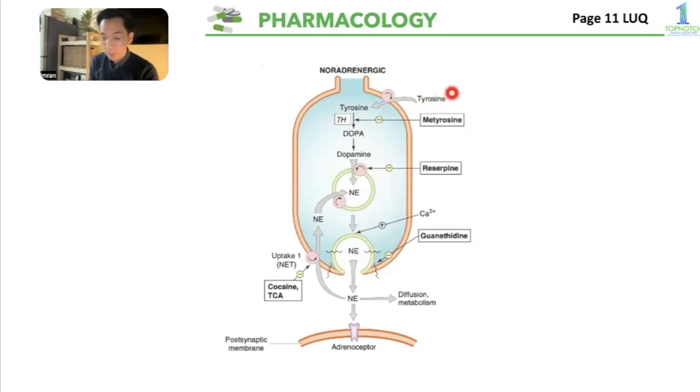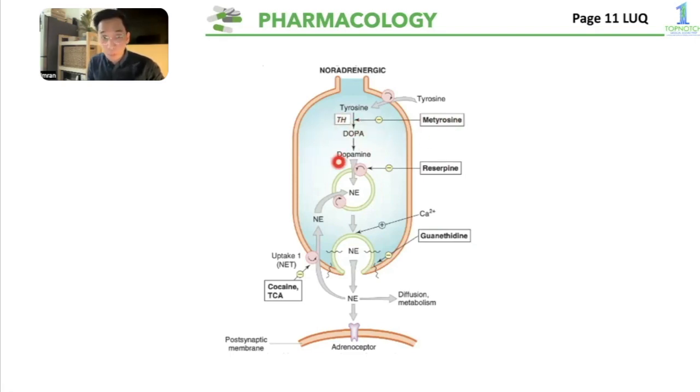Una, magsa-start siya with your amino acid tyrosine. Your tyrosine will be uptaken to the presynaptic nerve. Your tyrosine with your tyrosine hydroxylase will form your DOPA. Ang inhibitor ng tyrosine hydroxylase will be your metyrosine. If you remember kanina, yung uptake ng choline doon sa cholinergic nervous system natin, it's inhibited by your hemicholinium, di ba? Ito naman metyrosine, pero enzyme ang ini-inhibit niya dito.